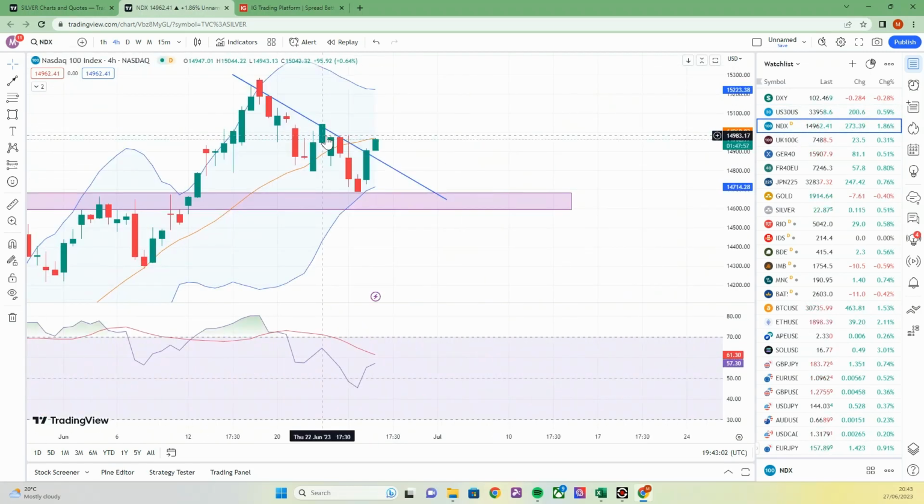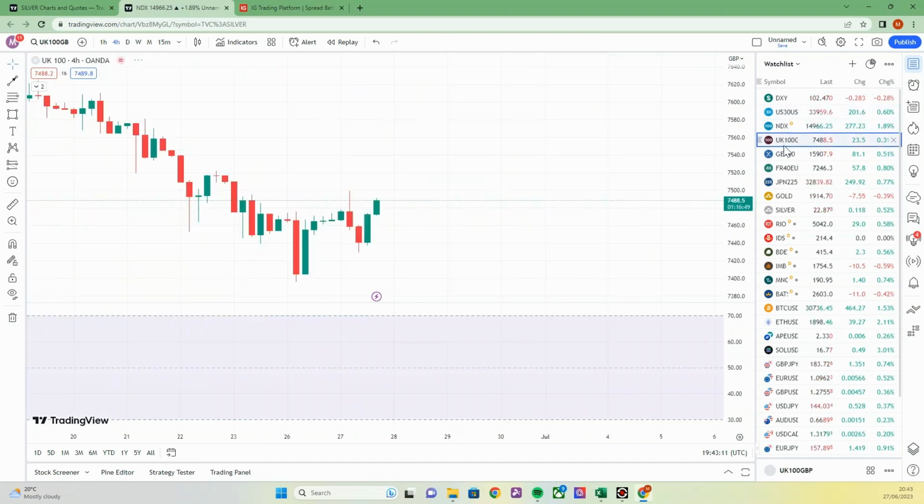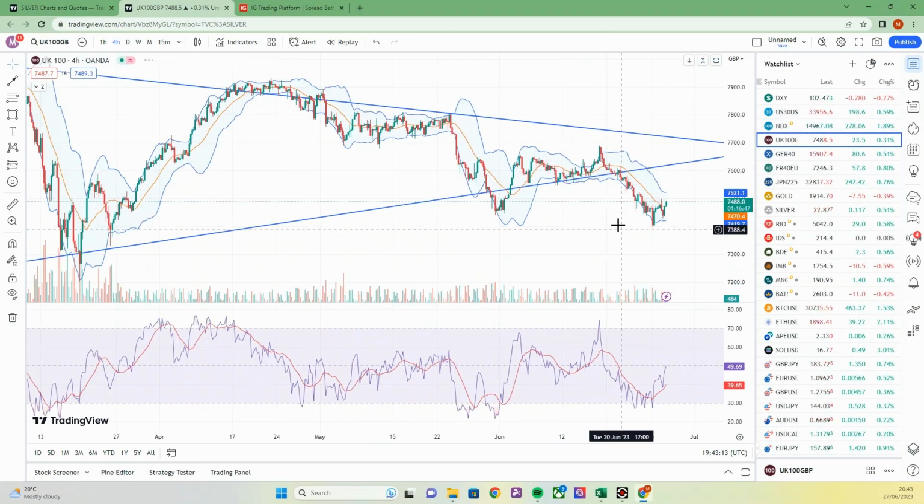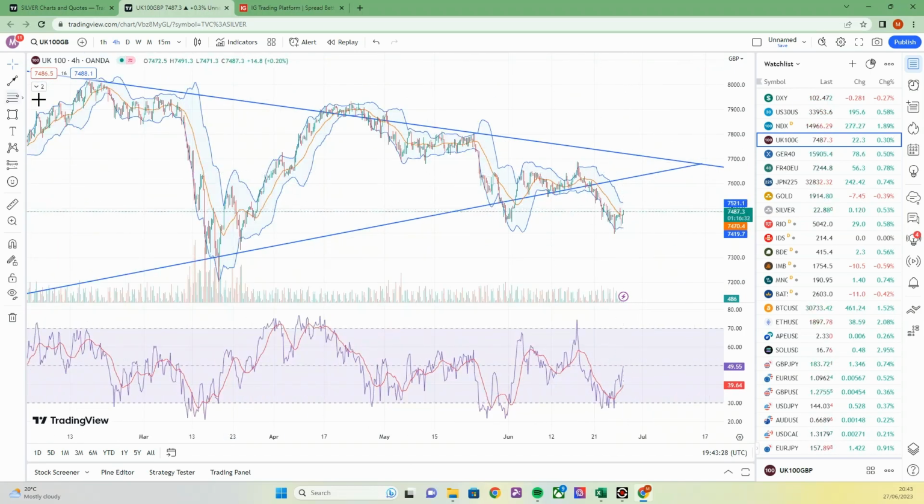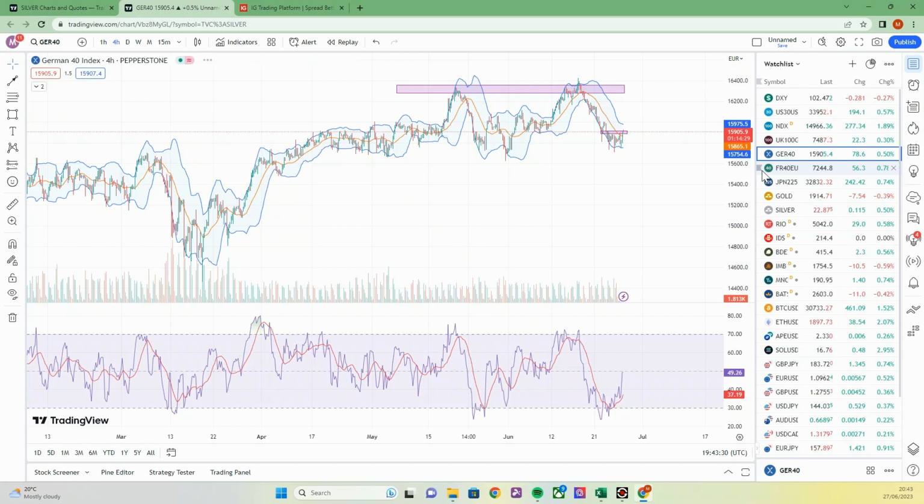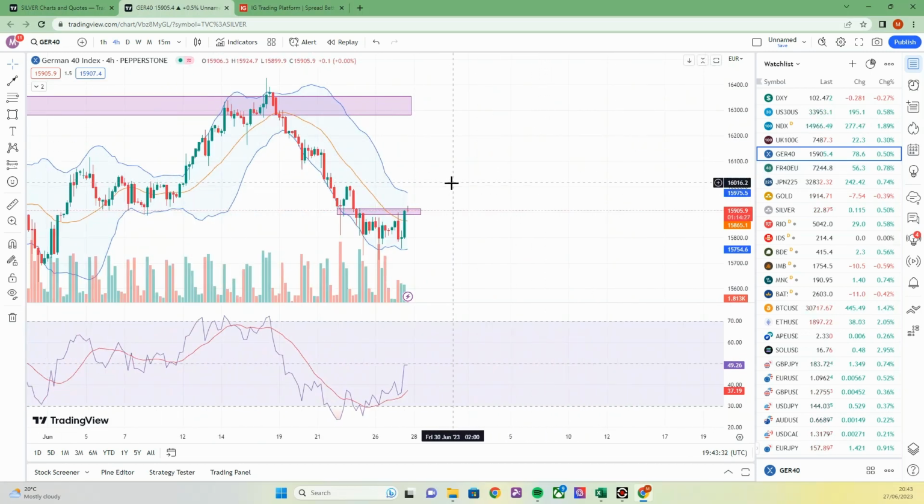Alright. Nasdaq's broken through that. It looks like it's just going to continue up. That's what I reckon it's going to do on the Nasdaq. UK 100. That could go either way. I've got no prediction on that one. With this one, Germany.